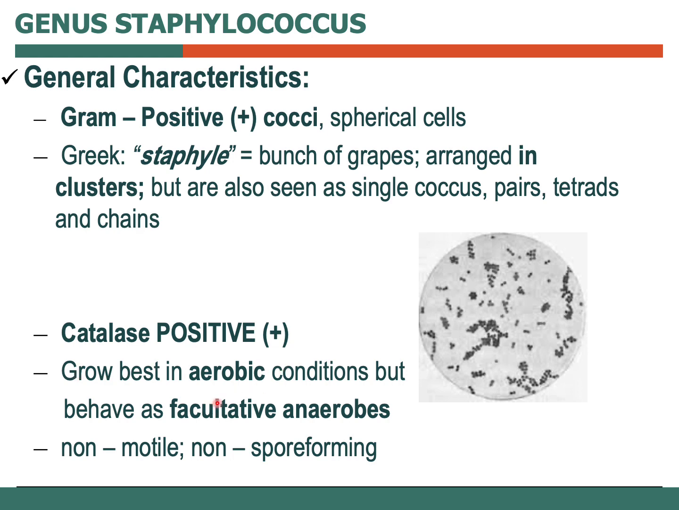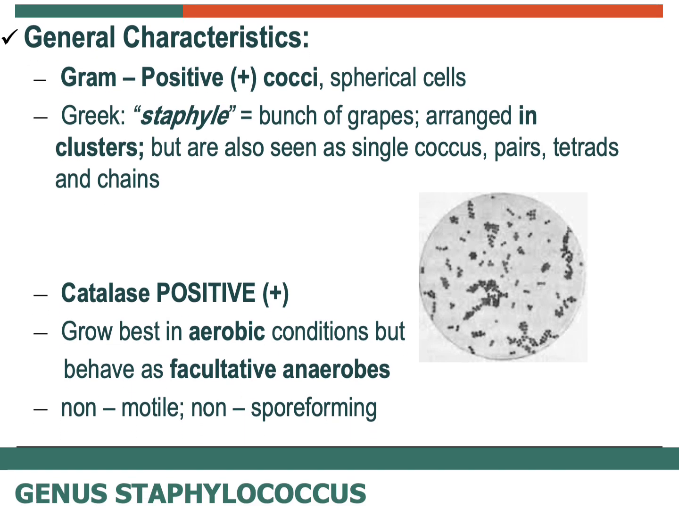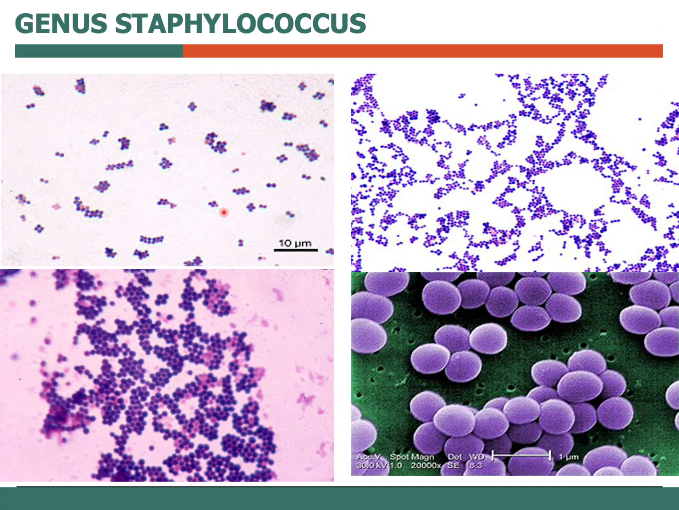They grow best in aerobic conditions but behave as facultative anaerobes. So again, facultative anaerobes, with or without the presence of oxygen, they will grow. So your Staphylococcus are non-motile and non-spore-forming. This is the gram stain of your Staphylococcus, while this one, the last here, is an electron micrograph of your Staphylococcus. So if you notice, if you compare, you will really see large, spherical shape or cocci. Okay, and Staphylococcus, class, stains darker compared to your Streptococcus.